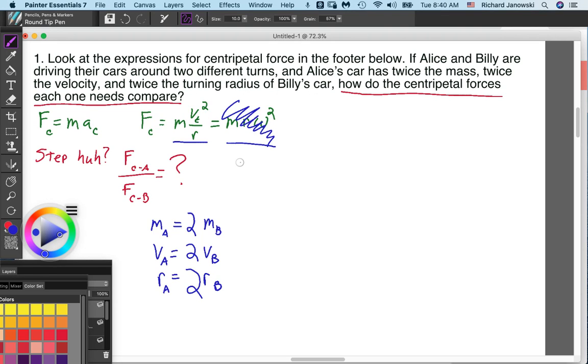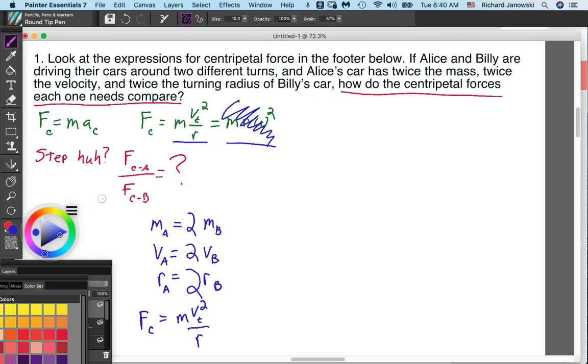Obviously we want to use a version of the formula that has the thing we need, a version of the formula where we know all the things we need. So V tangential squared over R.